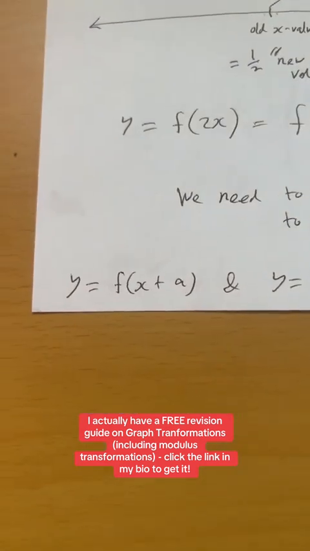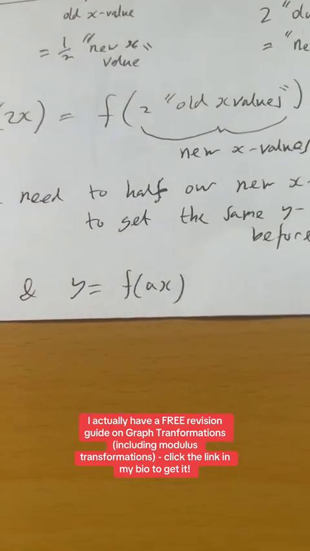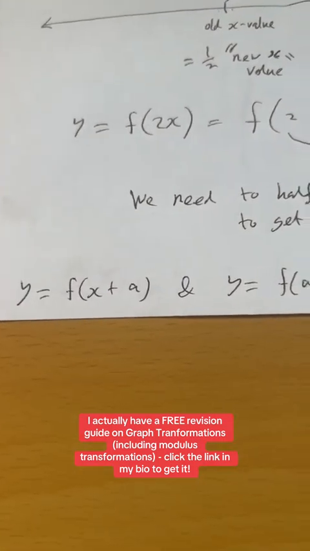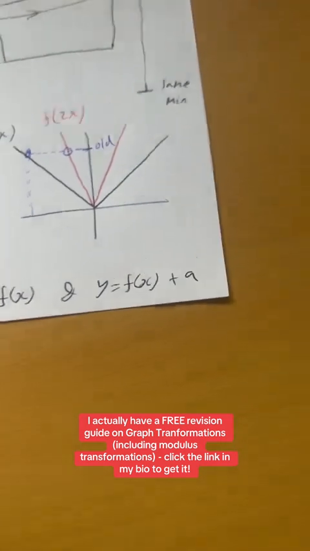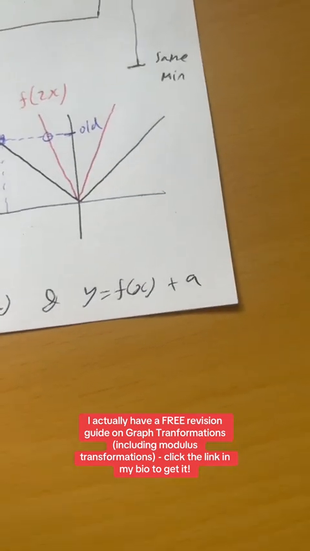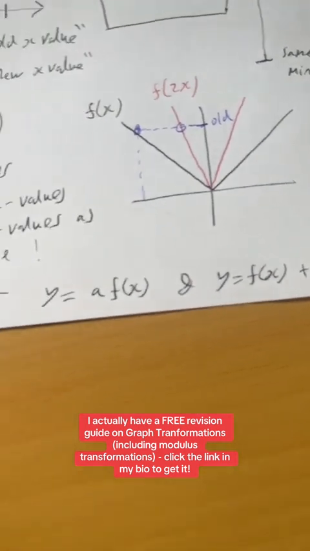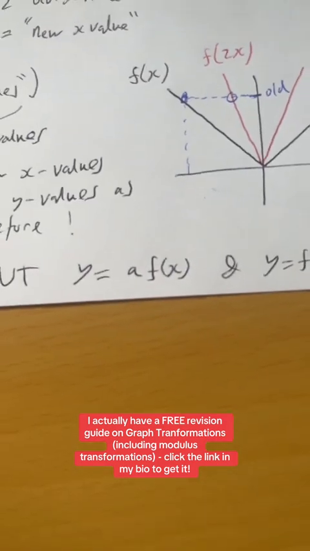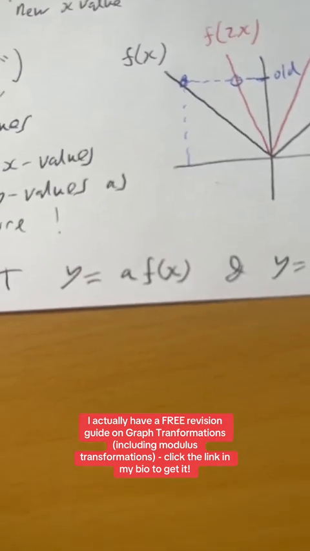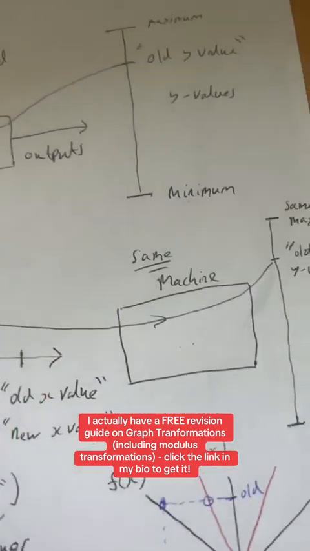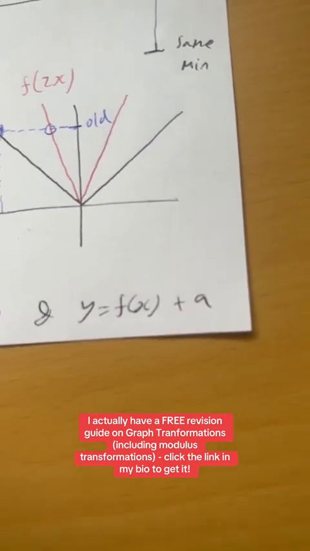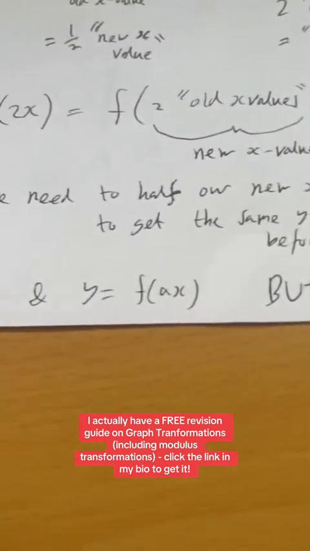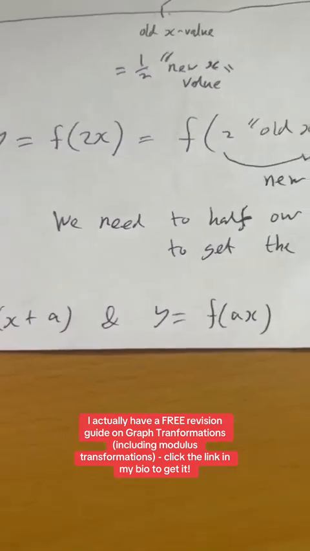So that's why f of x plus a and f of ax do the opposite of what you think. However, y equals a times f of x and y equals f of x plus a do exactly as you would imagine, because with this one, we're multiplying the machine by a. We're actually taking this machine f and timesing it by a. With this one, we're adding a to the machine. So they're doing exactly as you would imagine, but these two are doing the opposite of what you would imagine.